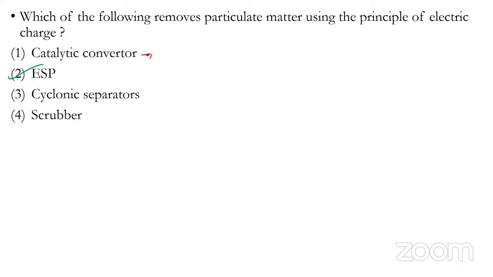What does a catalytic converter do? In vehicles, this catalytic converter is made up of some metals such as platinum, palladium. What they do is they are going to convert unburnt hydrocarbons which are present in vehicle exhaust. It will be converted into carbon dioxide and water.